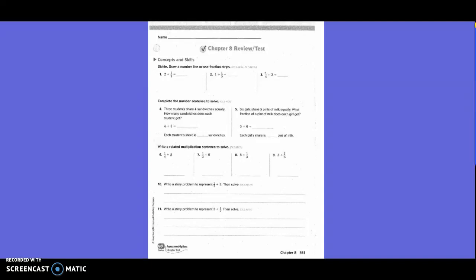Chapter 8 Review, 5th grade. Concepts and skills. Divide. Draw a number line or use fraction strips. If you want to draw a number line, use fraction strips, or draw a picture, that's perfectly fine with me. Otherwise, you can just do the equation.